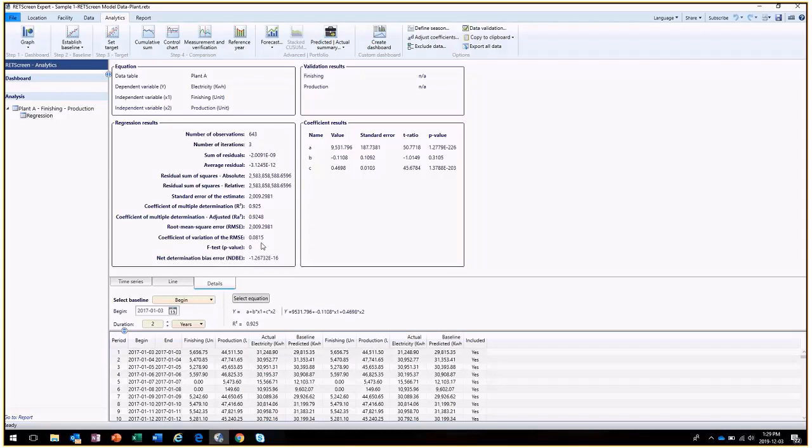As a general rule, the amount of savings being quantified as a fraction of total consumption should be at least double the CV-RMSE. So in this case, we would be looking for savings of at least 16%.